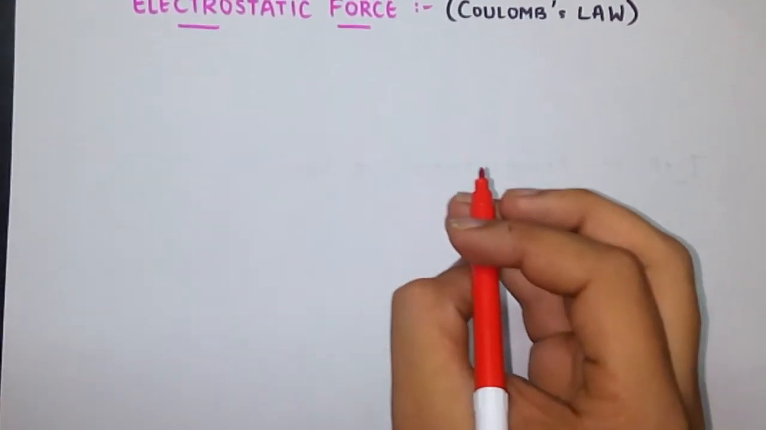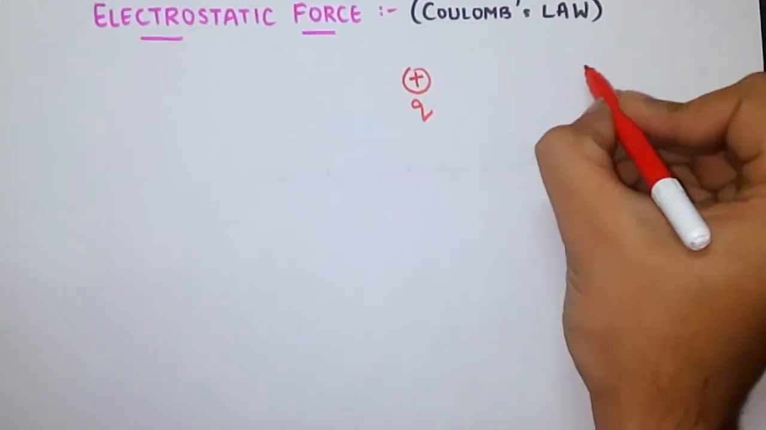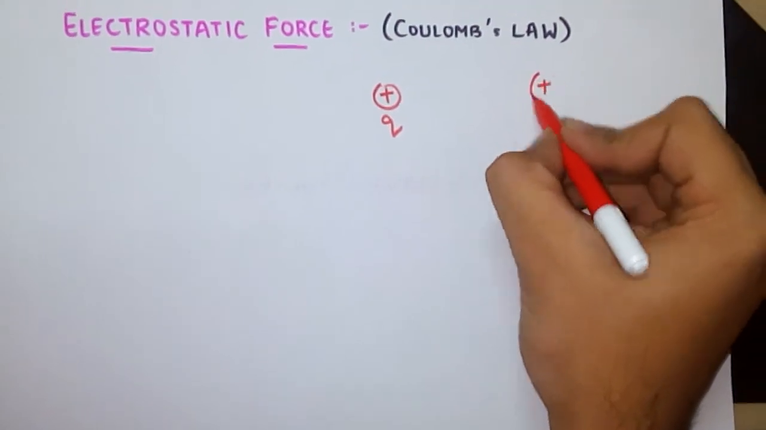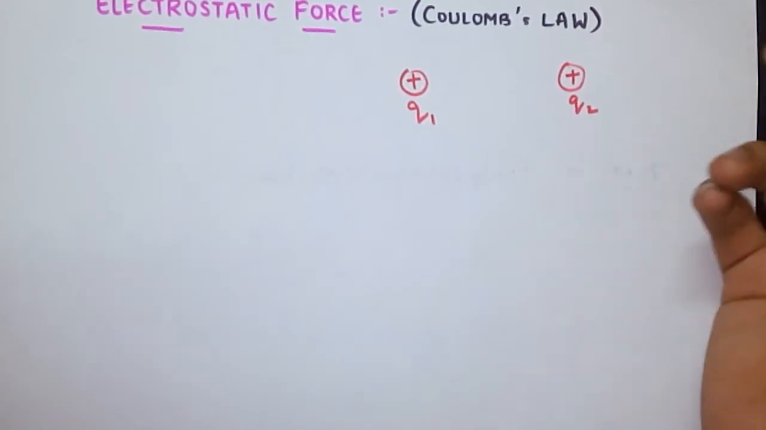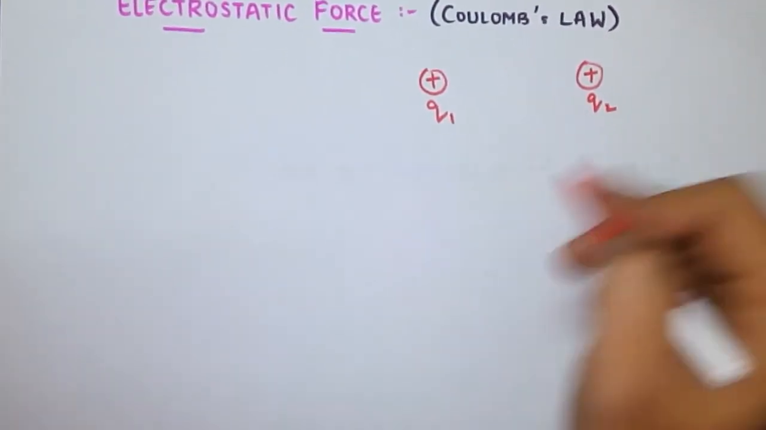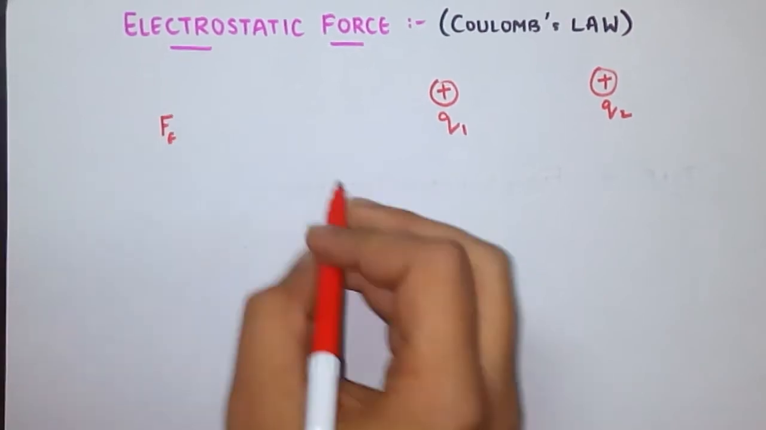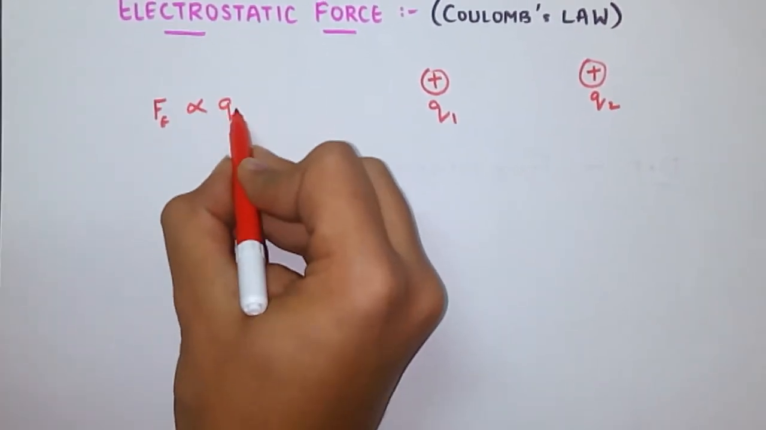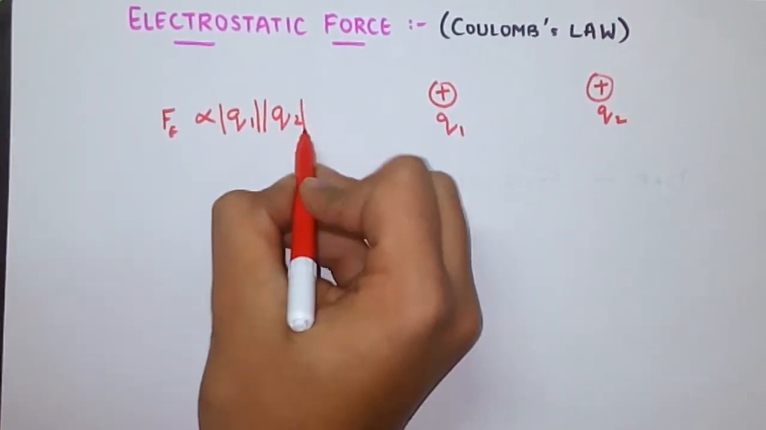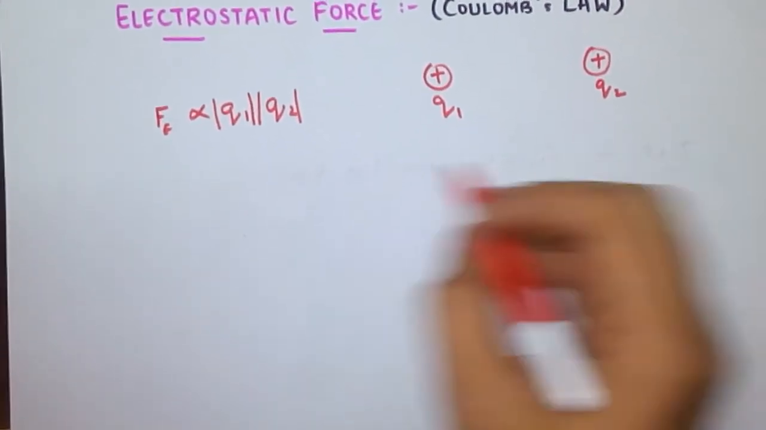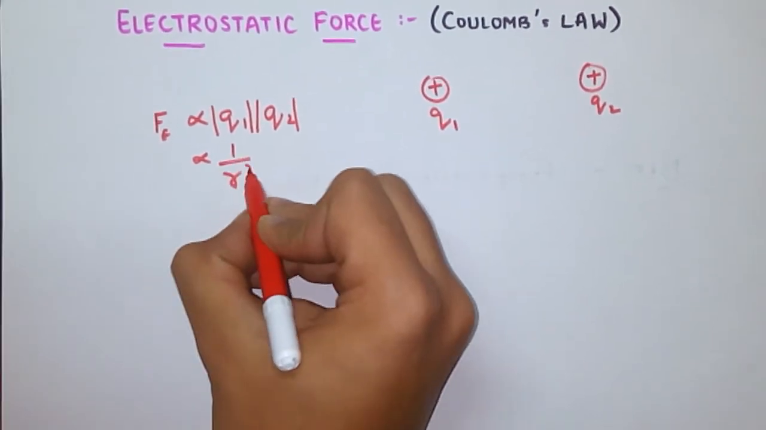Now we will define electrostatic force. Suppose there are two charges, and let the second charge also be positive, say Q1 and Q2, two charges in free space. We don't know what the medium is, but we can assume that there is a vacuum. So electrostatic force, F sub E, experimentally is directly proportional to the product of the charges Q1 Q2, and it is inversely proportional to the square of the distance between them.